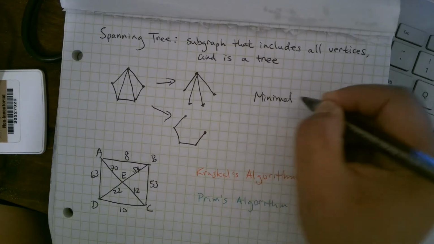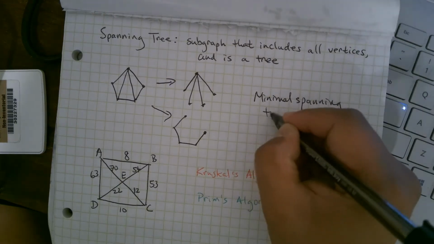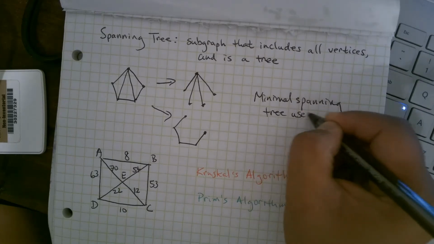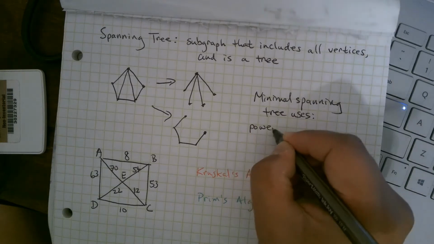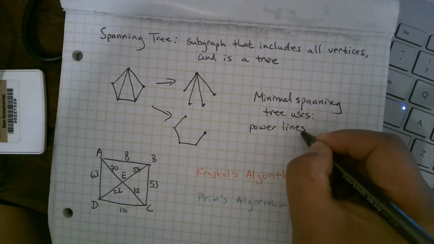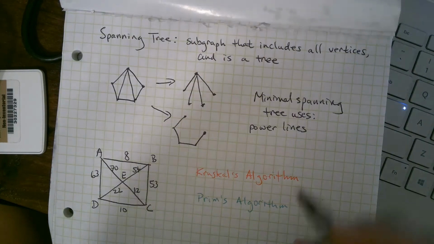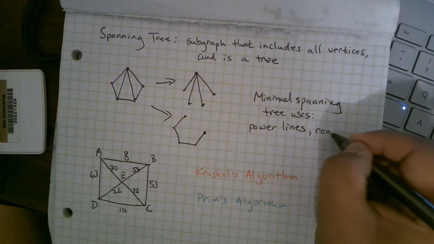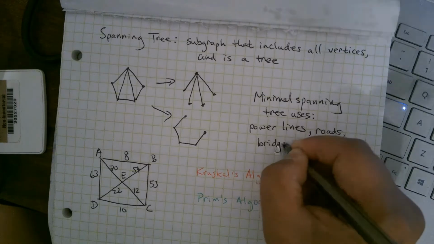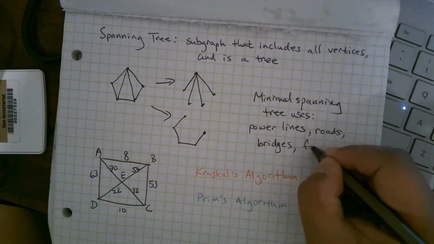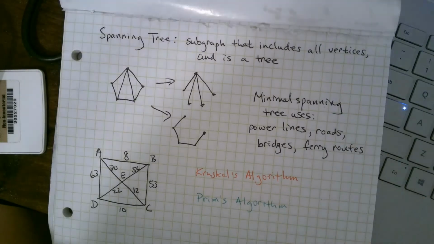Minimal spanning tree uses: for constructing power lines. We might have a certain cost of connecting two houses, so we want to connect that as cheaply as possible. Constructing roads, bridges, basically anytime things need to be connected, ferry routes, and there's different costs associated with connecting them.